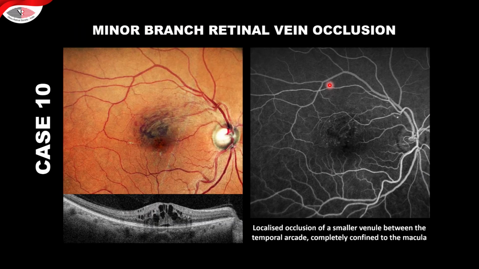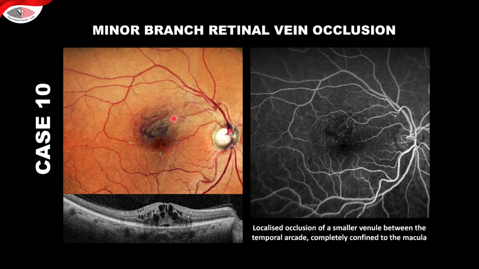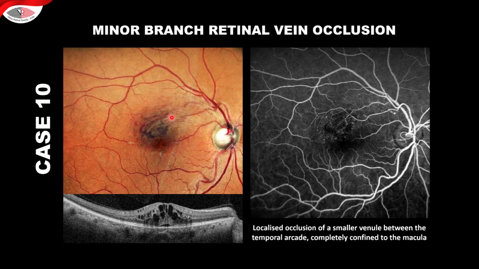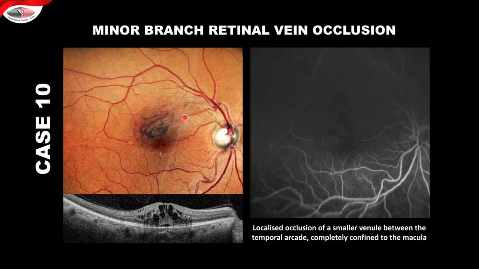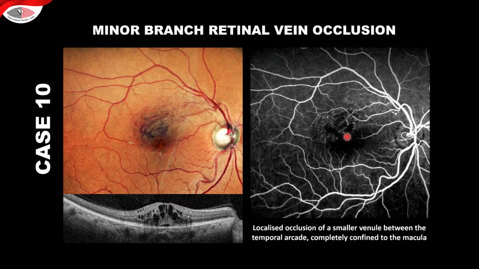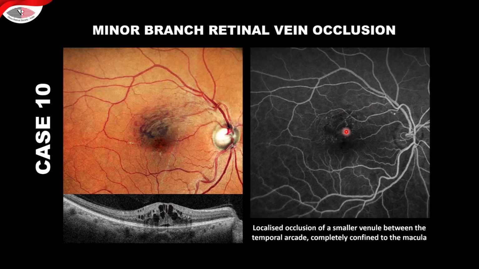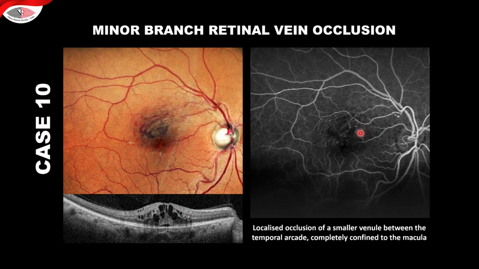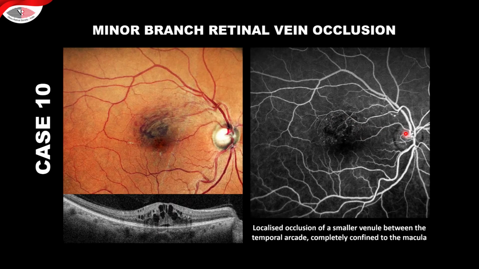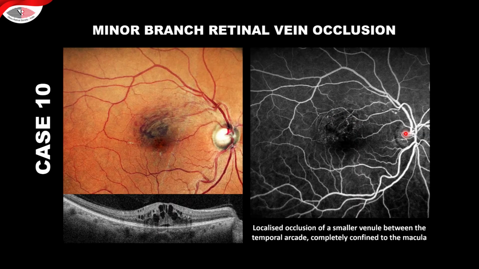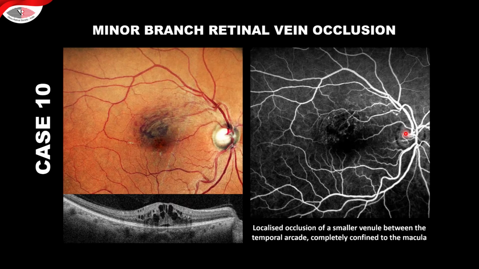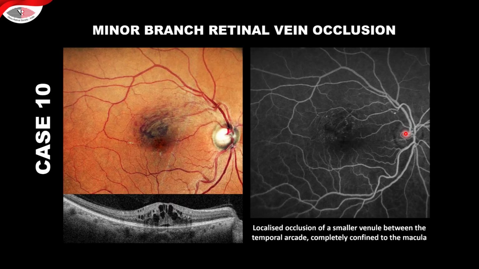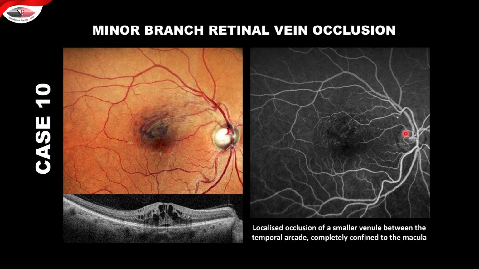A minor branch retinal vein occlusion looks something like this. It is located within the arcades and will take this kind of an edema on the OCT. And when you look at the FA, you'll see the fine venules which are affected. And these, even though it's a smaller area, are quite a notorious occlusion. You keep giving anti-VEGFs and they keep coming back to you again and again.